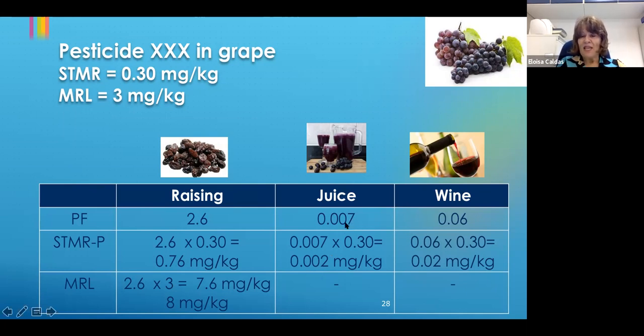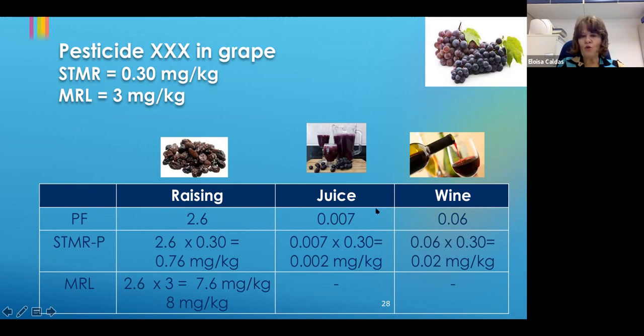For juice, if you did not have that processing factor for juice production, you have to use in the dietary intake estimation, chronic and acute, the value of 0.3. Although there is a reduction during juice production, the STMR that you put in the calculation is 0.002, much lower. For wine, 0.2.